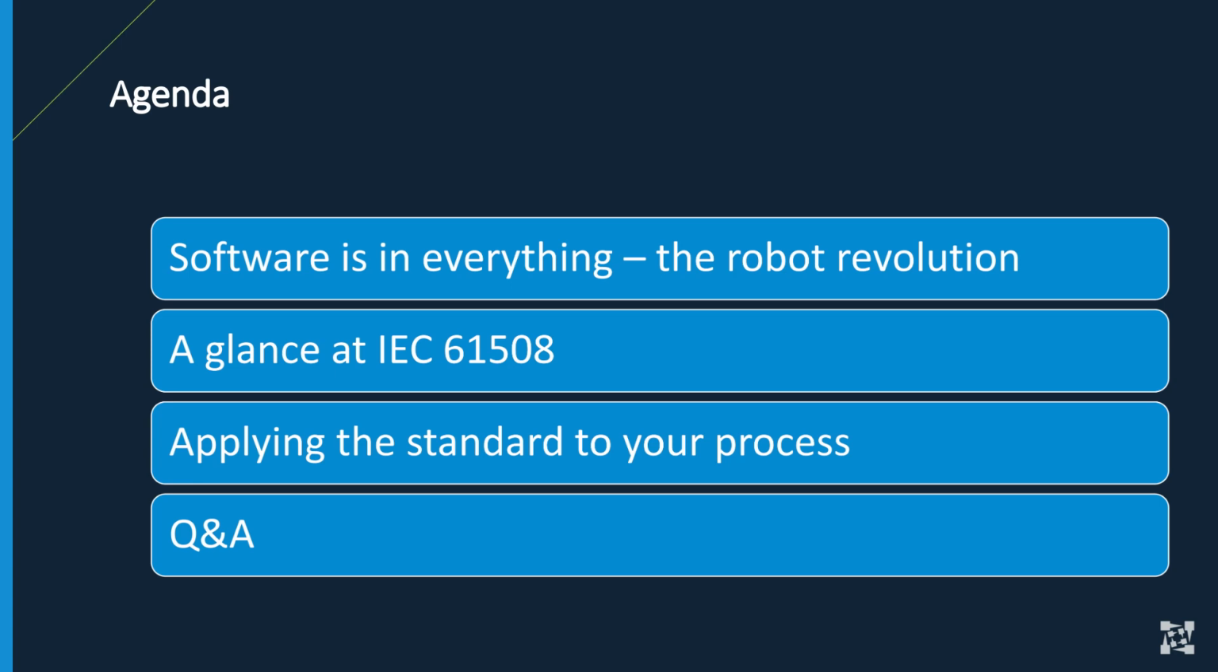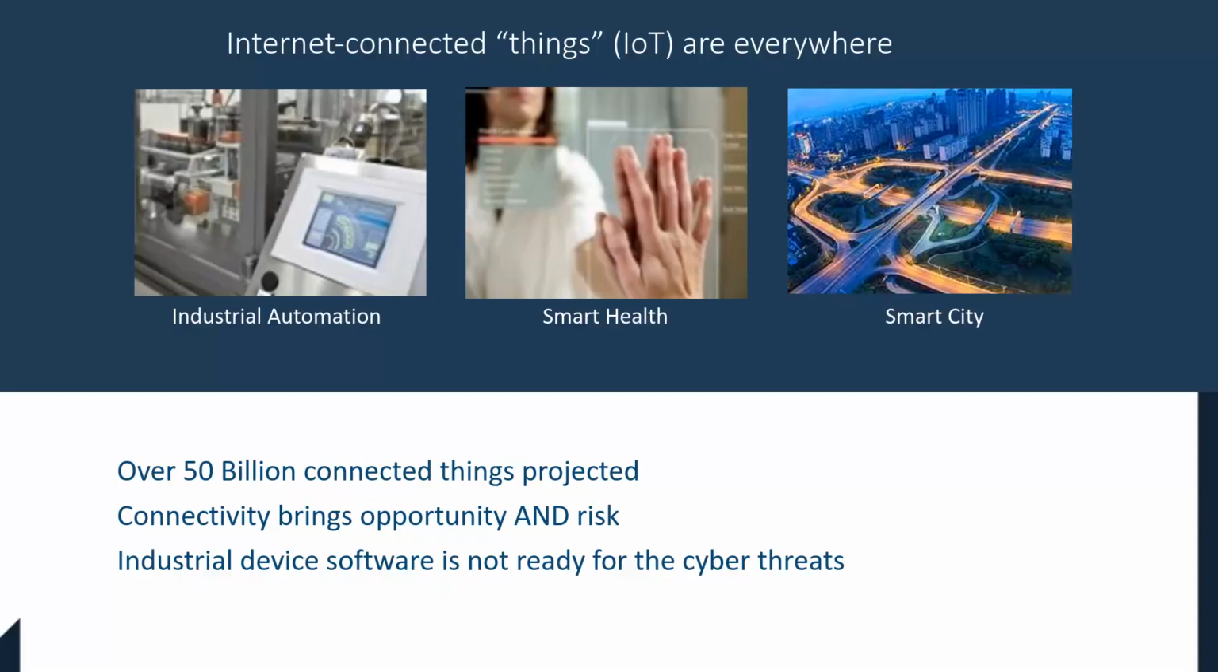So today we'll be covering how software is in everything, right? The robot revolution is upon us. And everything that you look at is somehow connected somewhere, doing something on its own, making its own decisions. We'll take a glance at the standard itself and try to explain how you can apply the standard to your process in a very practical way. And then we'll take questions and answers at the end.